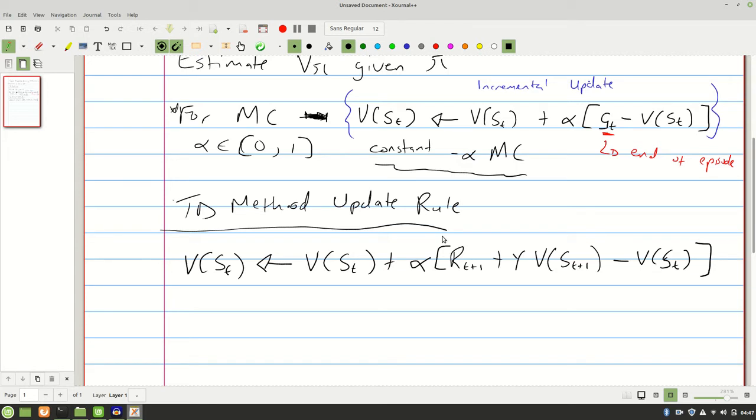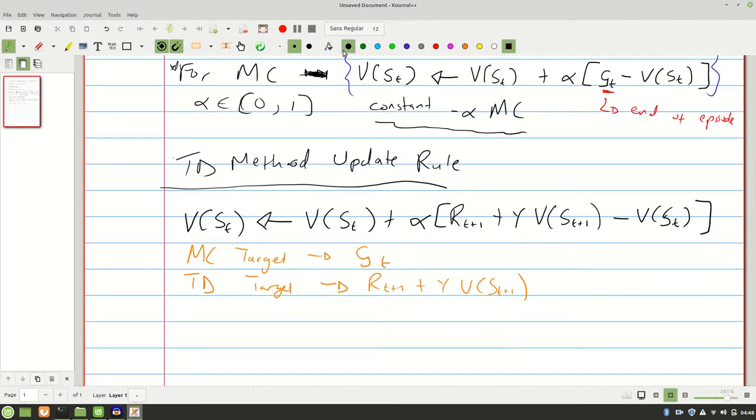So the target for Monte Carlo, let me use a different color here. When we look at the Monte Carlo target, we see that it's actually G_t, right? But when we look at the target for temporal difference learning, we see that the value is given over here. It's R_{t+1} plus gamma V(S_{t+1}). That's what this target is in the case of temporal difference learning.